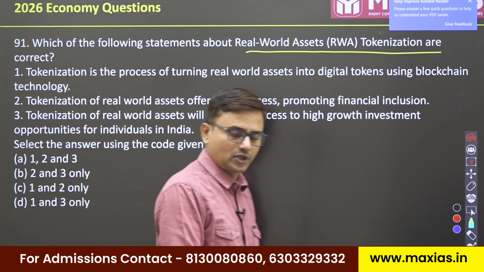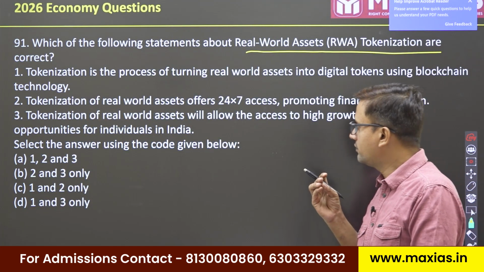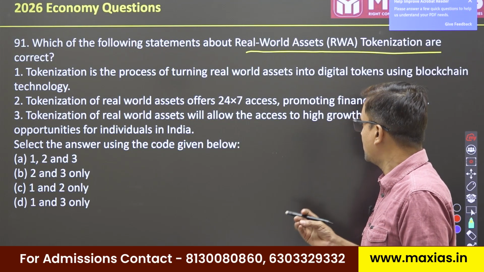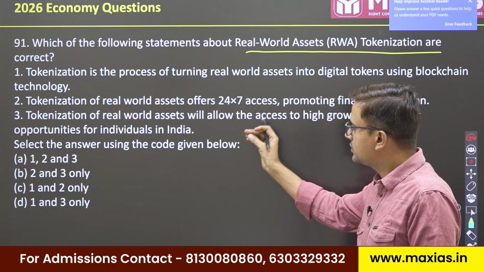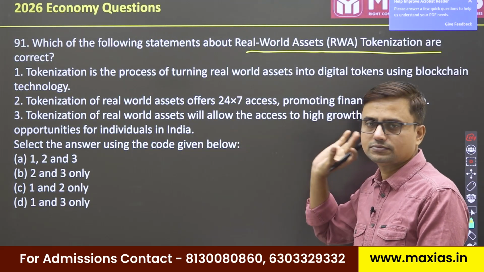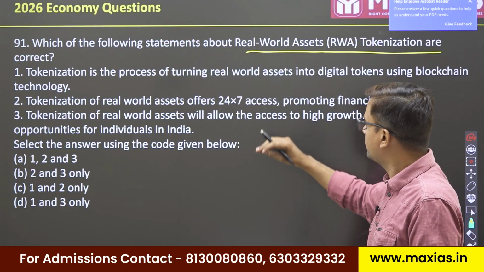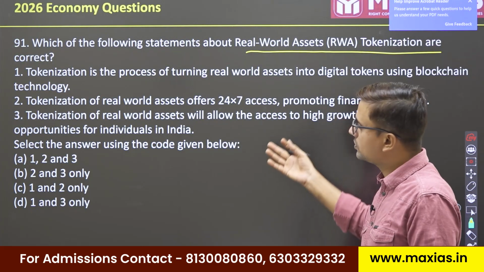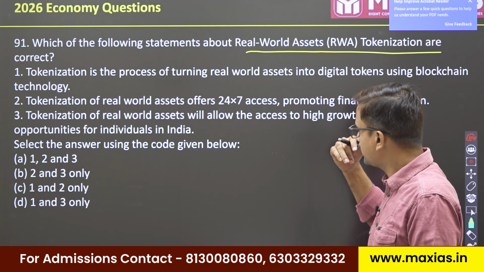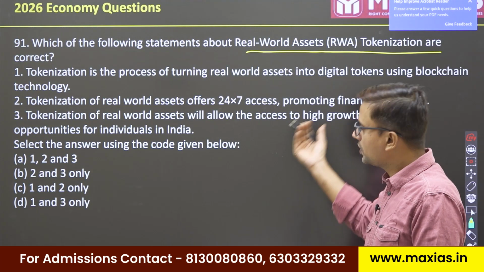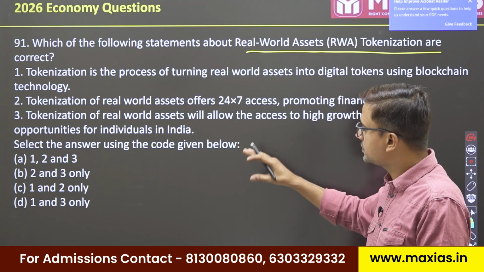Done. Statement 2. Okay. Statement 3. Tokenization of real world assets will allow the access to high growth investment opportunities for individuals in India. Read the 3 statements. Tokenization is the process of turning real world assets into digital tokens with the help of blockchain technology. Tokenization of real world assets offers 24/7 access and promotes financial inclusion. Tokenization of real world assets will allow the access to high growth investment opportunities for individuals in India.